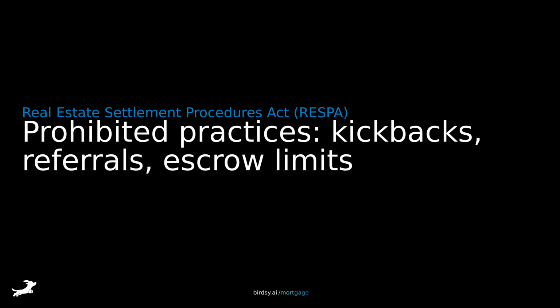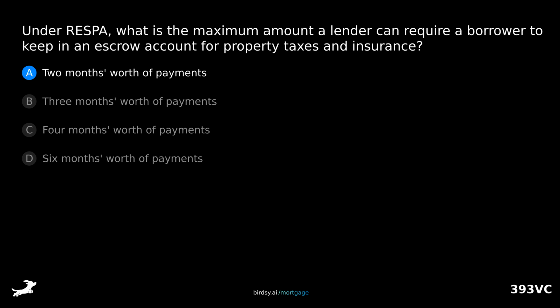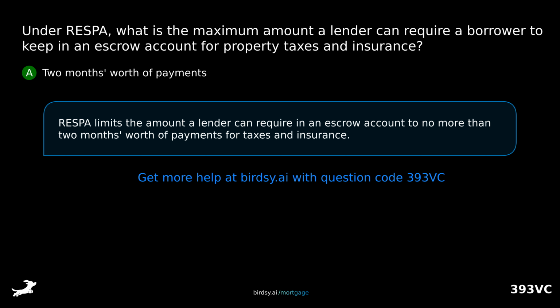Prohibited practices, kickbacks, referrals, escrow limits. Under RESPA, what is the maximum amount a lender can require a borrower to keep in an escrow account for property taxes and insurance? Is it A, 2 months' worth of payments? B, 3 months' worth of payments? C, 4 months' worth of payments? Or D, 6 months' worth of payments? The answer is A, 2 months' worth of payments. RESPA limits the amount a lender can require in an escrow account to no more than 2 months' worth of payments for taxes and insurance.